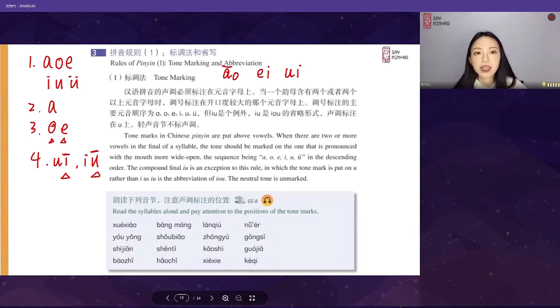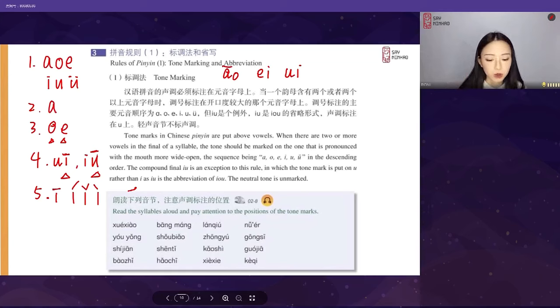If u and e appeared together, try to mark the letter u, not the former one. And another rule is, when we are marking e, we will remove the dot, and then we will mark on the rest part of it, like this. So these are the rules for tone marking in Chinese.